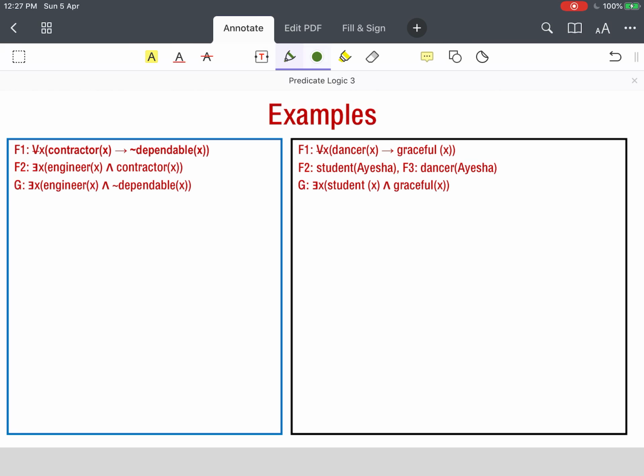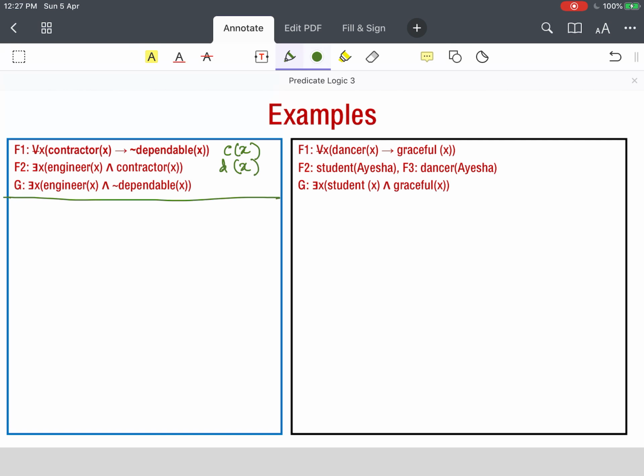Now we have seen one example. Let us try and solve two other examples that we had done before: the contractors and the engineers and the dependable example, and the Ayesha and the dancer example. So this is our example. We had for all X, contractor X implies not dependable X, and then we had there exists X, engineer X and contractor X. That means some engineers are contractors, and we want to prove that there exists some engineer who is not dependable.